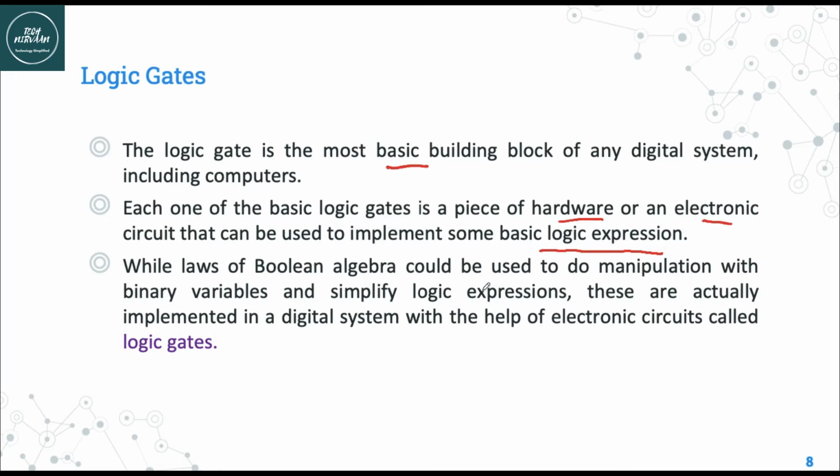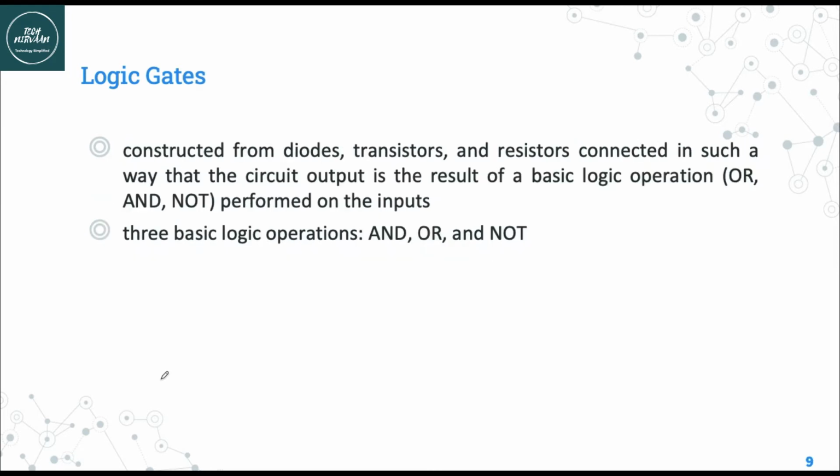While laws of Boolean algebra could be used to do manipulation with the binary variables and simplify logic expressions, these are actually implemented in digital systems with the help of electronic circuits, and they are called logic gates. So we can say this as a definition of the logic gate. So logic gates are constructed from the fundamental electronic devices like diodes, transistors, resistors, and MOSFETs. And such circuits work logically, and based on that logic they give output.